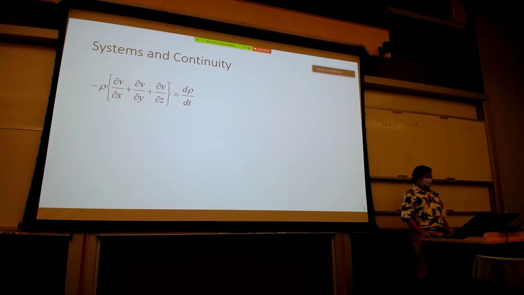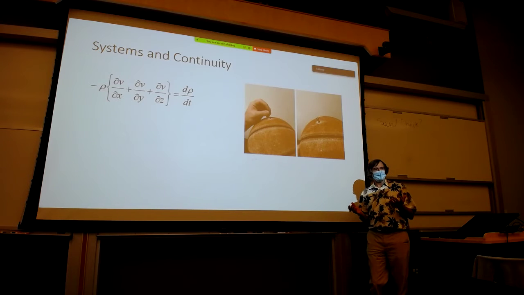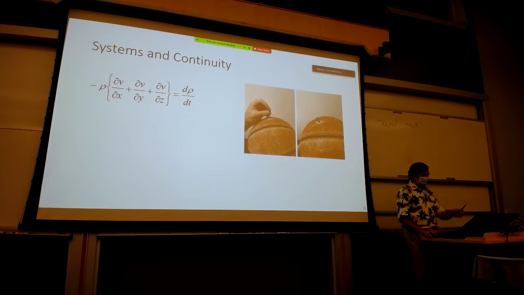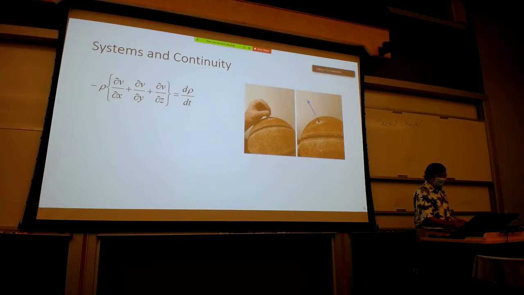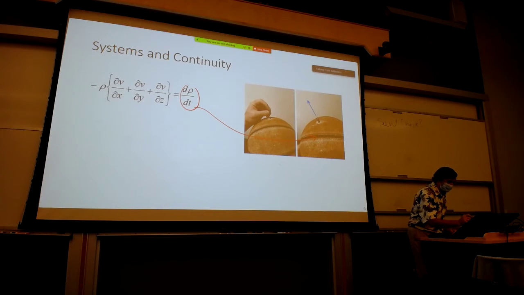So here's systems of continuity. Here's a basketball. You can deflate the basketball. So you put the needle in the basketball, and here you have flow coming out. And what's happening as you deflate the basketball, you're getting less density, less mass inside of it. And that is all due to the flux out.